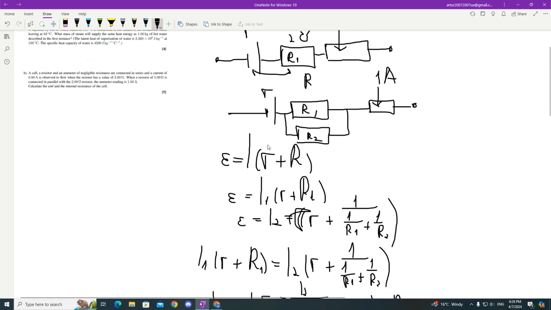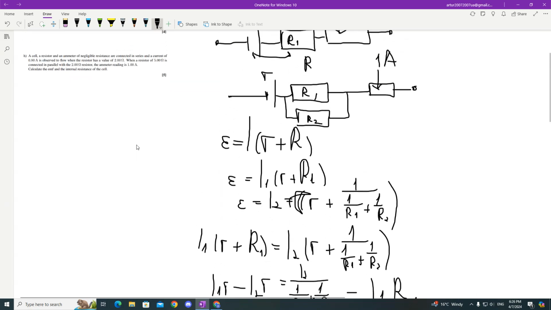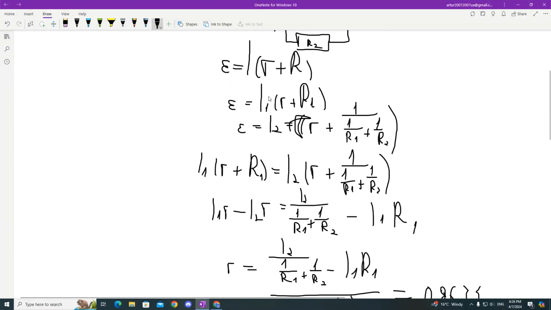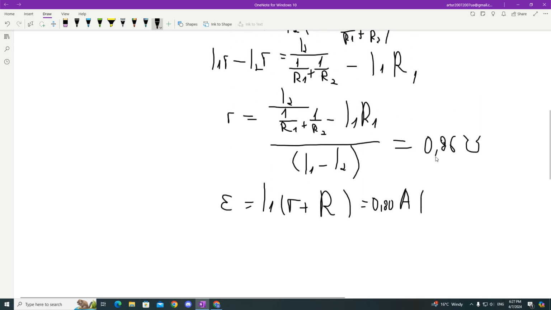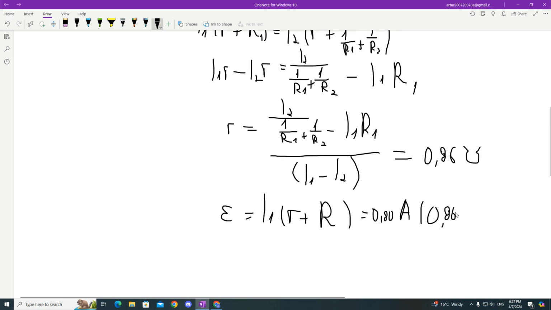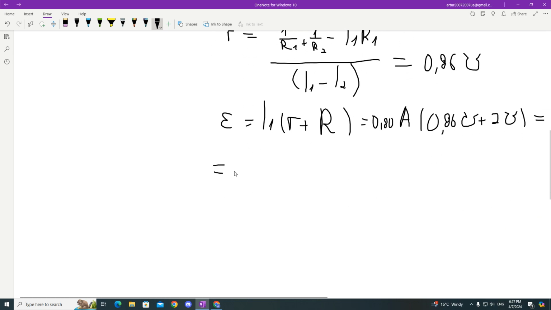So what now? Now we have to find the EMF. So we use this formula. I would prefer the first expression. So E is equal to I1 (R plus R1). It is equal to 0.80 amperes times (0.86 ohm plus 2 ohms). That is equal to 2.89 joules per coulomb, or in our case, volts.